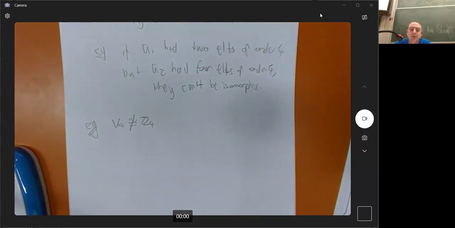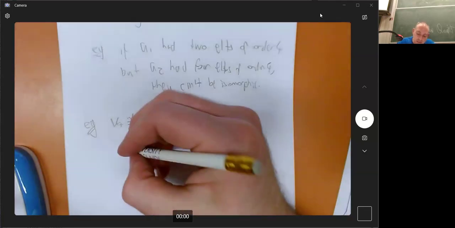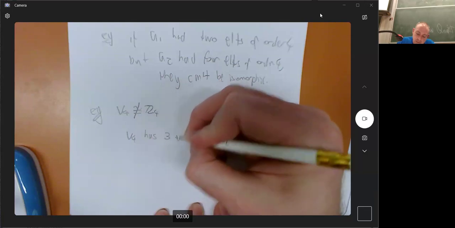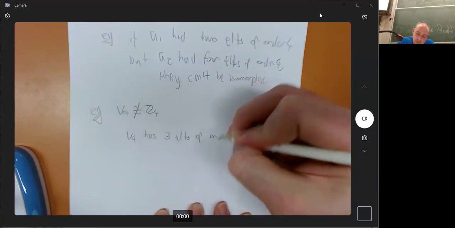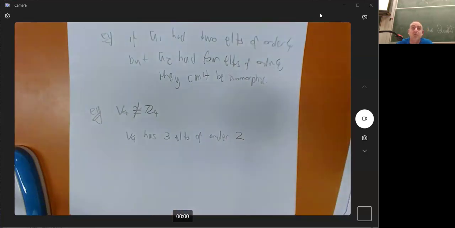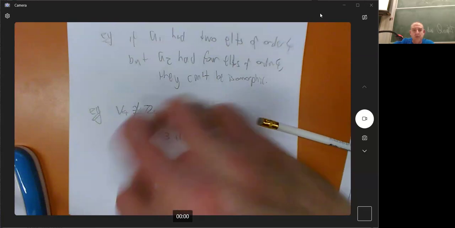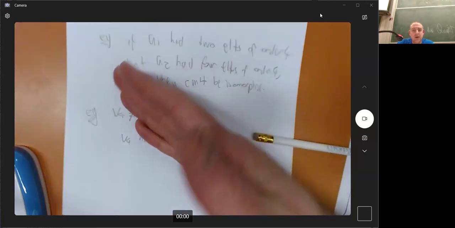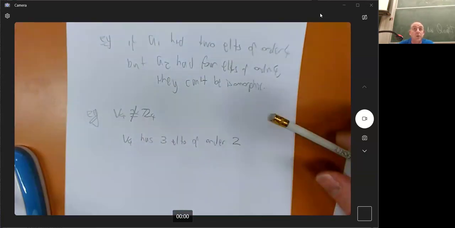Klein 4 group is not isomorphic to Z4. And the reason I know this is that every element of the Klein 4 group has order 2, except the identity, which has order 1. But V4 has 3 elements of order 2. Because it's got 180-degree rotation, which has order 2. You do it twice, you go back to the beginning. It's got reflection this way and reflection this way. They all have order 2.